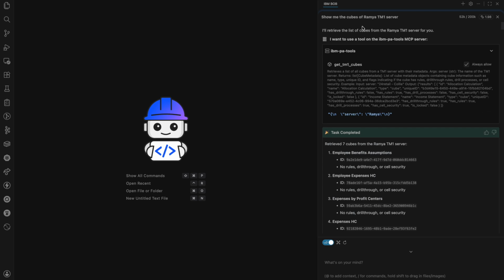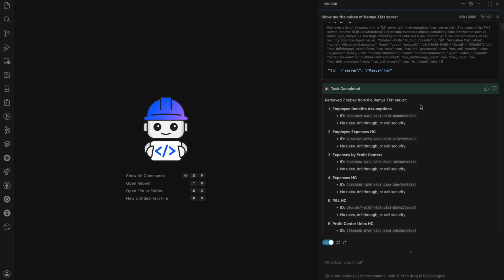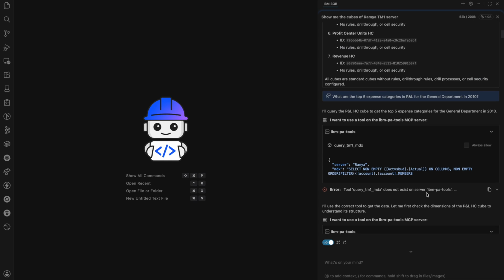To get started, first let's see the cubes which are there. So all these cubes are retrieved from the TM1 server, which Ram would be using for his analysis to prepare for his meeting with the CFO office.